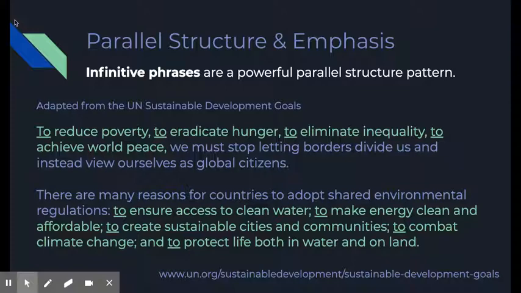So I'm kind of setting up suspense with the colon, and then I have a lot of reasons, and I'm just naming a lot of reasons to show how many different purposes we could have for doing what I'm asking people to do. So just an awesome way to emphasize.